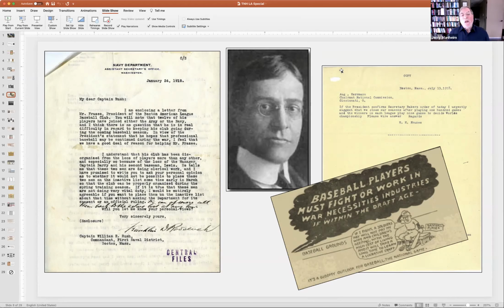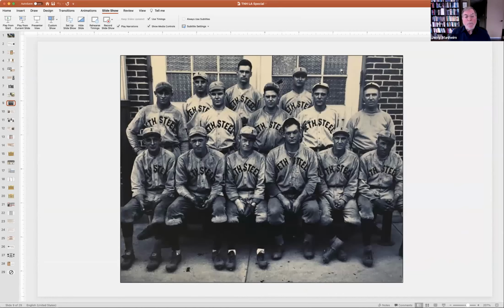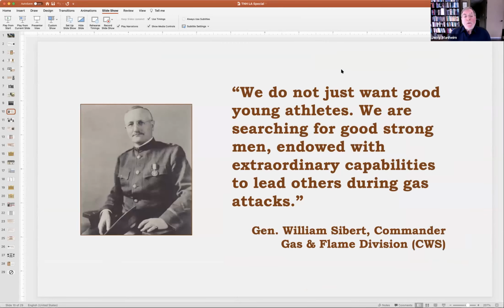So there was a lot of ferment here, and baseball players suddenly found themselves with the choice of working for wartime industries, which meant playing in industrial leagues, and perhaps it was all they were doing, or joining the military. And a lot of them joined teams like the Bethlehem Steel team in these industrial leagues, particularly in the Northeast. But that wasn't enough to meet the needs of the military. This is General William Seibert, who was the first commander of the Chemical Warfare Service, which was popularly called the Gas and Flame Division.